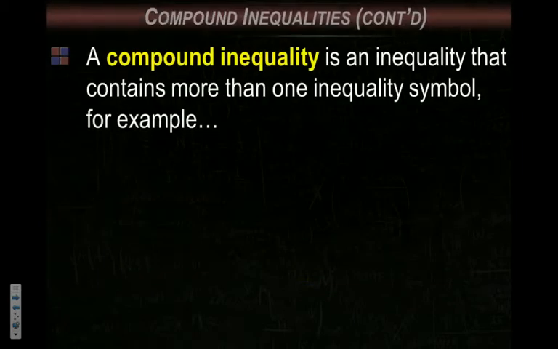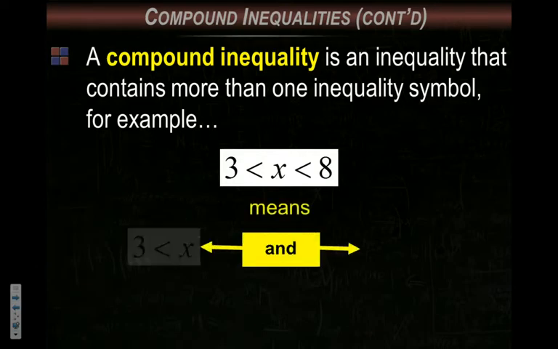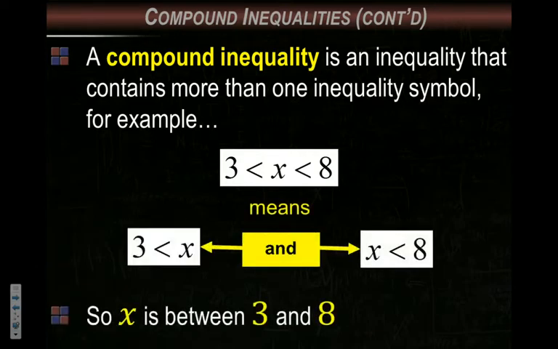What the and means is to combine more inequalities together at once. This is an example of a compound inequality. What this means is 3 is less than x and x is less than 8. Does that make sense? You read it that way. 3 is less than x and x is less than 8. Essentially what that means is x is somewhere in between 3 and 8. That's what it means. Okay?